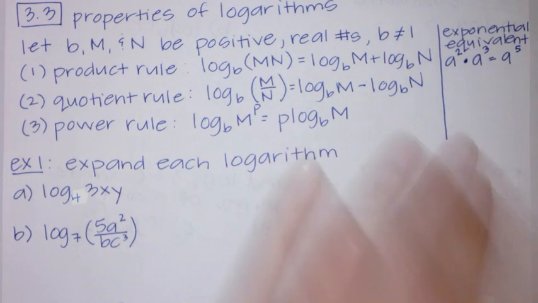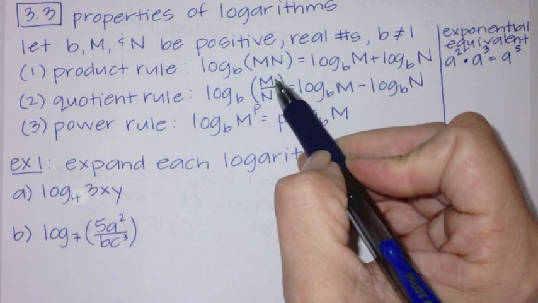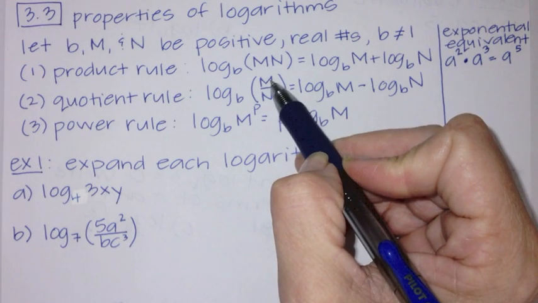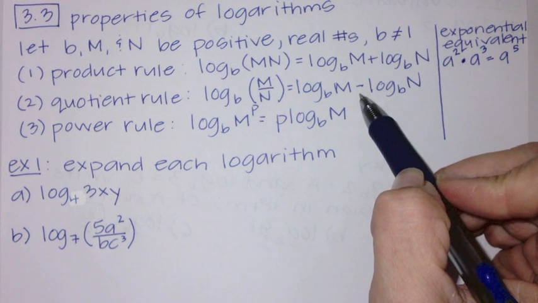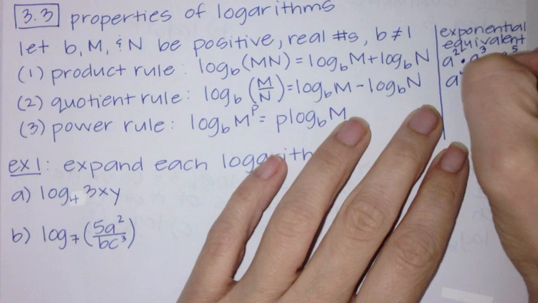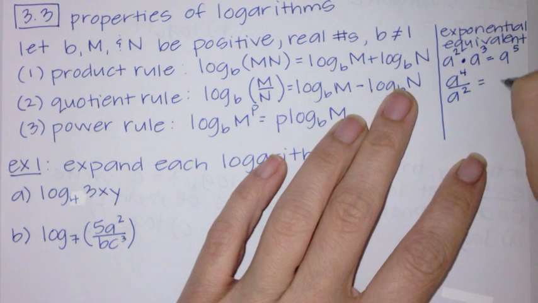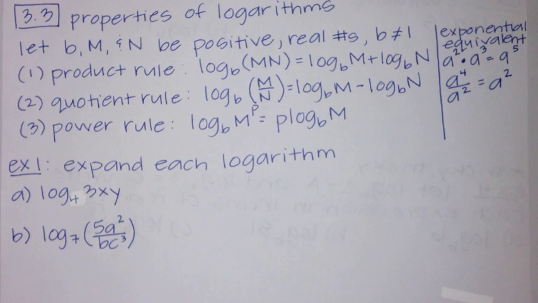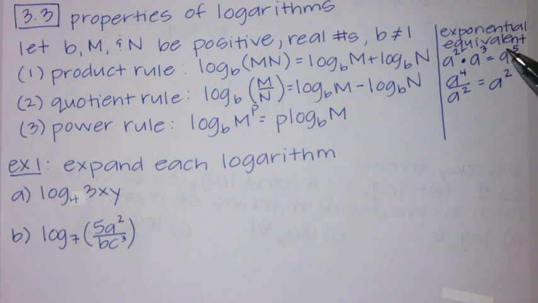The next rule that we're going to be going over is the quotient rule, which says that if you are dividing within the argument of a logarithm, you can take those values and put a minus sign between them. So the exponential equivalent of that would be if I was dividing something like that, then we subtract their exponents. And again, the reason why I'm showing you this is so that if you forget what to do, but you know that exponents are the inverse of a logarithm, you can fall back on prior knowledge.